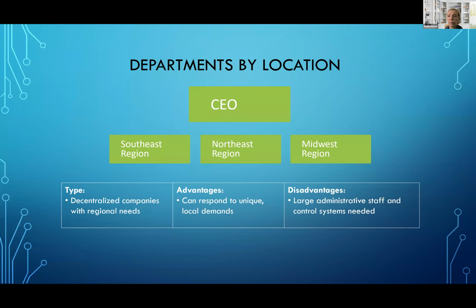Let's look at the next, department by location. So we have a company that is spread out in different regions. It certainly can help in many different ways. We can respond quickly to unique customer demands, but the disadvantages are certainly large administrative staff, because it's like 3 different companies within one company.